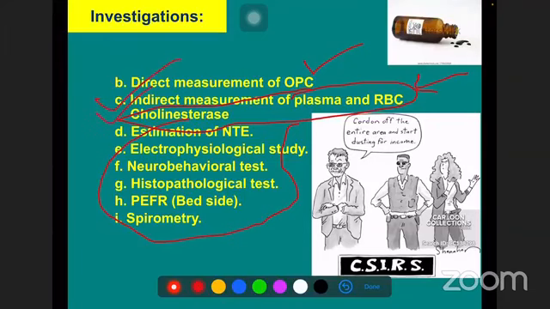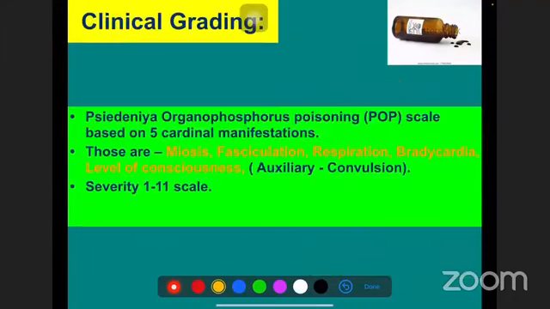But this is very much important. Estimation of RBC cholinesterase. We must know that indirect estimation or direct estimation of the plasma or RBC acetylcholinesterase concentration is very, very important to know. We must know that RBC cholinesterase should be checked. Even if it is not done here, theoretically we should at least remember it. Then for management purposes, we have to go for some of the clinical gradings of the organophosphorus compound poison.